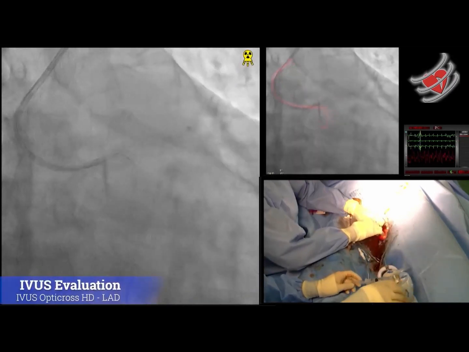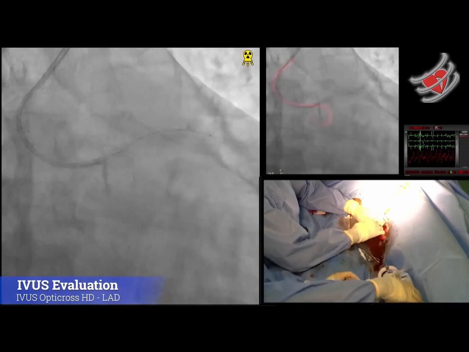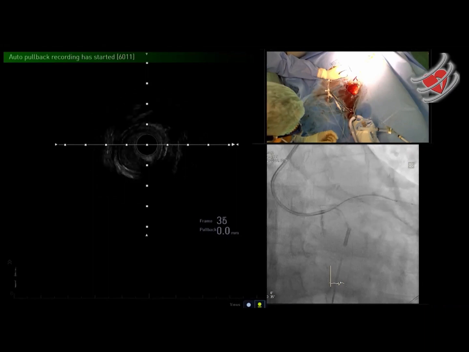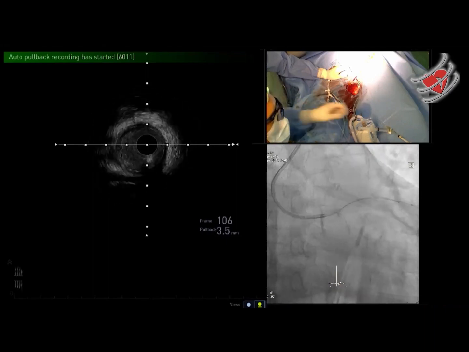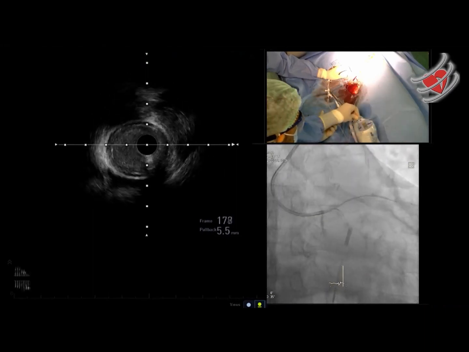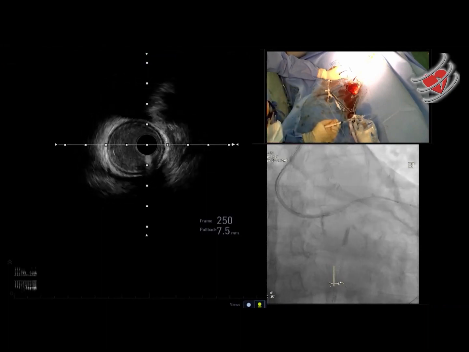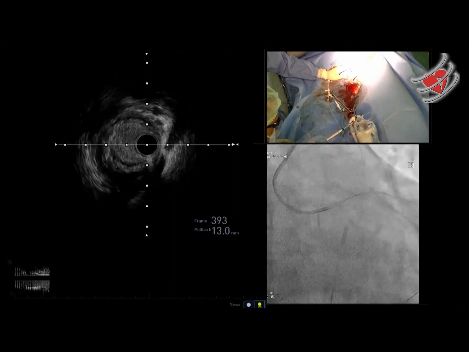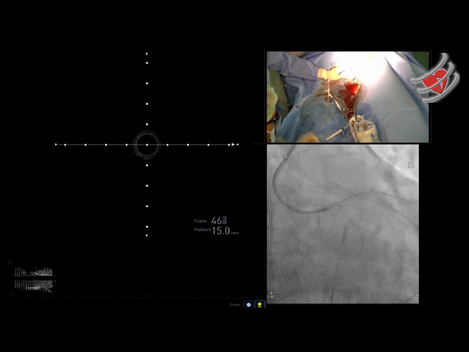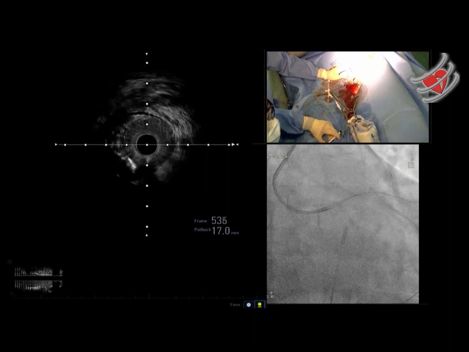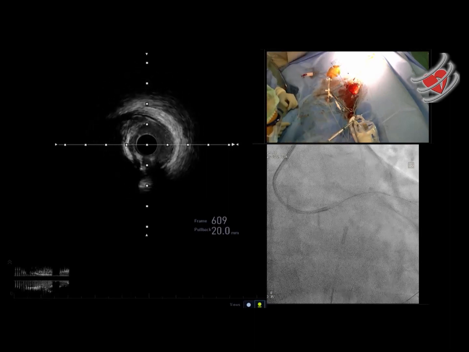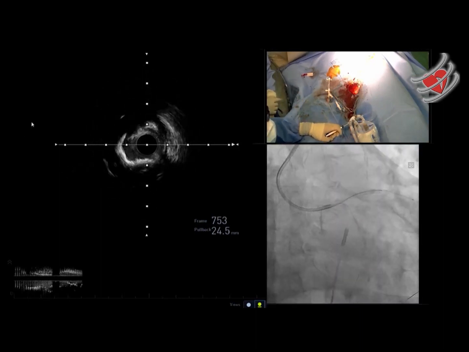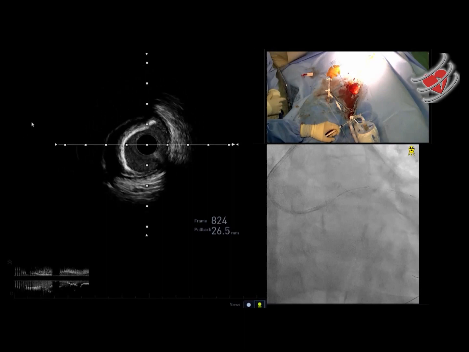in this case, we want to use a primary rotablation and IVUS evaluation to have a better understanding in this case. So as you can see in the distal part, the vessel seems to be normal. However, in the mid part, we can see some fibrocalcification with a calcium arc on this side that is almost 270 degrees.